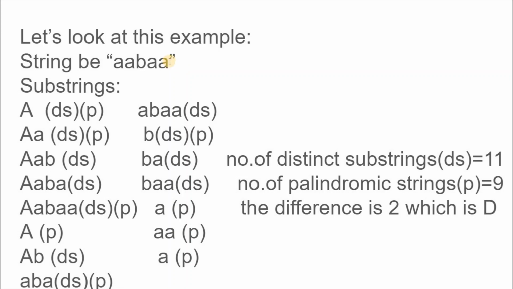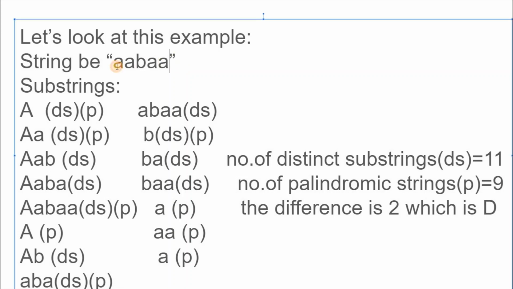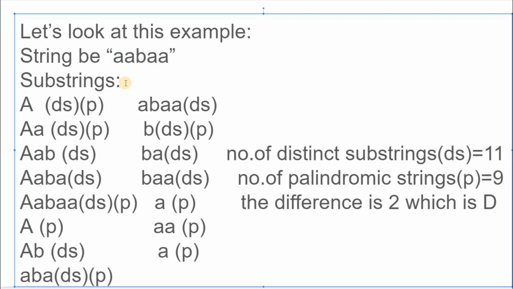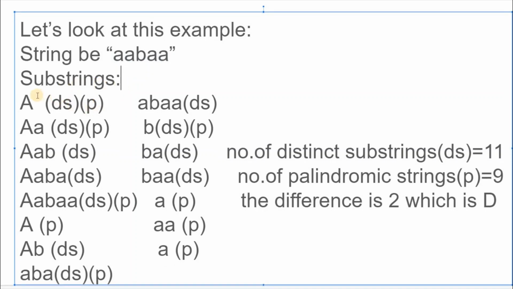Let us look at this example. Let the string be a, a, b, a, a. The substrings possible are here. Here, DS means distinct substring and P means palindrome. The number of distinct substrings for this case is 11 and the number of palindromic substrings is 9. Pause this video and check whether the number of distinct substrings is 11 or not, and also for palindromes. So, the difference is 2. So we can say that for this example, D equals 2.